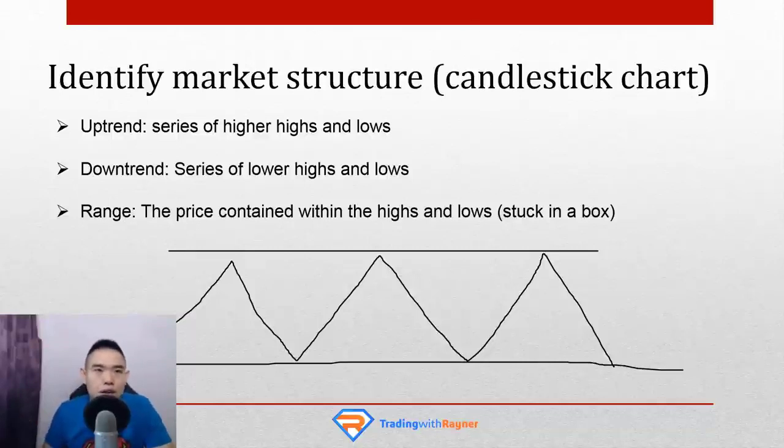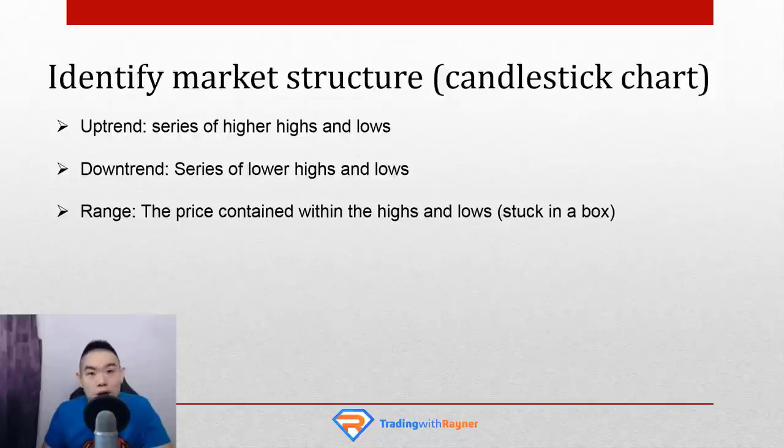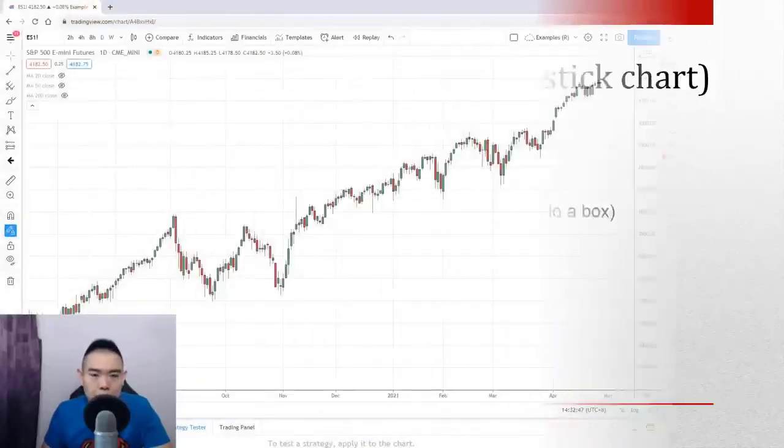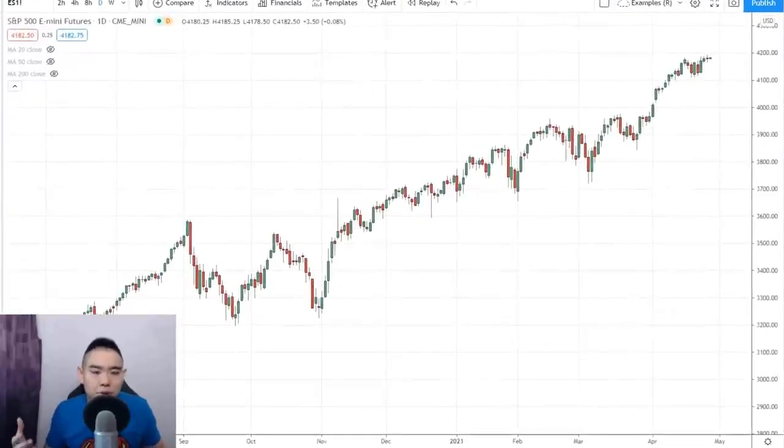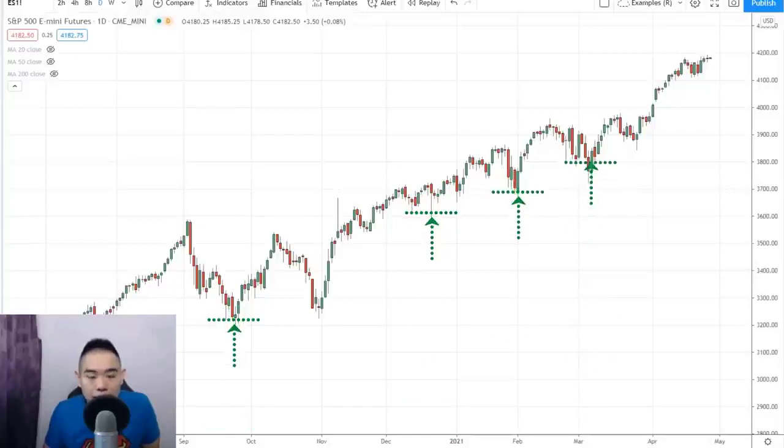So let me share with you a few chart examples, so you know what we're talking about. First one here, this is the chart of S&P 500. Let me ask you, what is this market structure? Well, I hope you can say that this is an uptrend. Why is it an uptrend? Because you see a series of higher lows, higher low, higher low, higher low, and higher high, higher high, higher high, higher high.